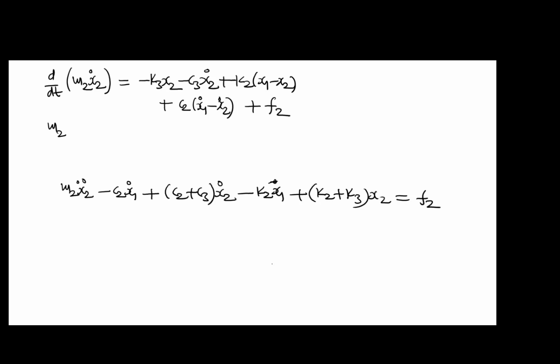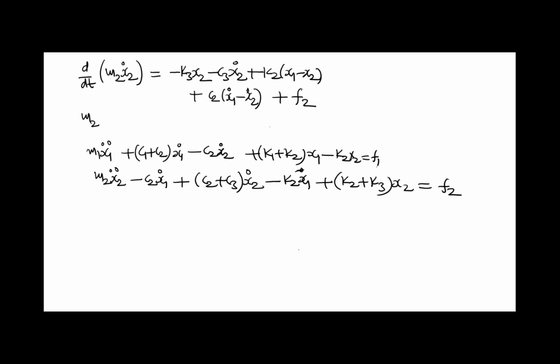Now we can write them in matrix form. So let me write the first equation first, which we derived in the last slide. That equation was m1 x1 double dot, then you have (c1 plus c2) times x1 dot minus c2 x2 dot, then you have (k1 plus k2) times x1 minus k2 x2 equal to F1. So that is the equation of motion we derived in the last slide for the first body.